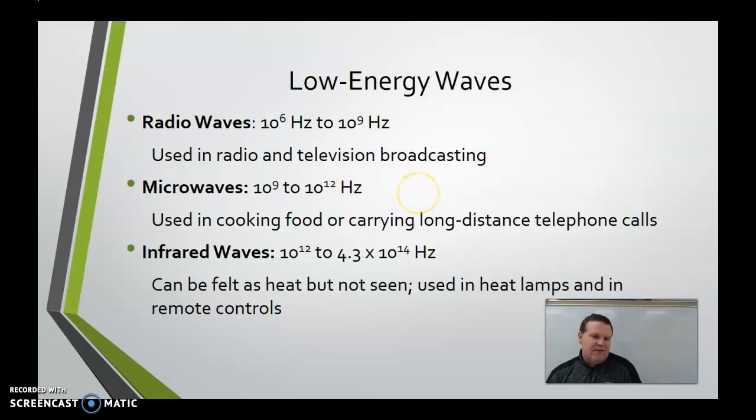Radio waves are the stuff that broadcasts radio and TV waves. Microwaves can be used for cooking stuff and carrying phone calls. And infrared you can use in heat lamps and things like that. It's often used in TV remote controls too. So those are the lower energy waves.